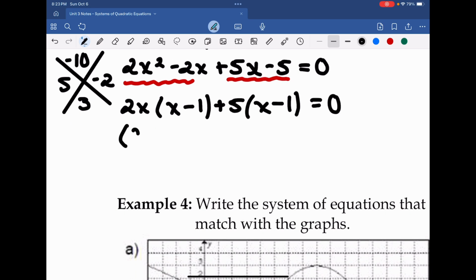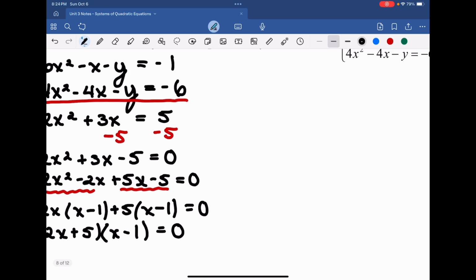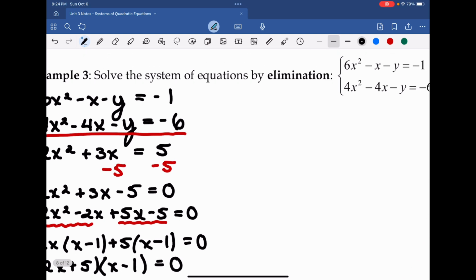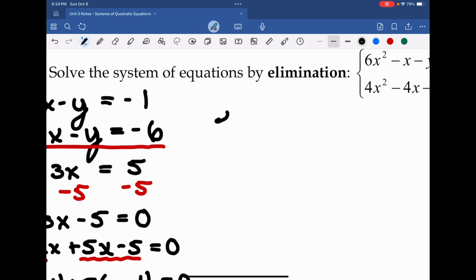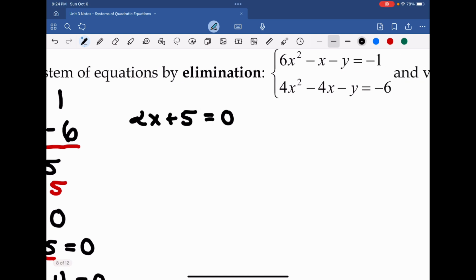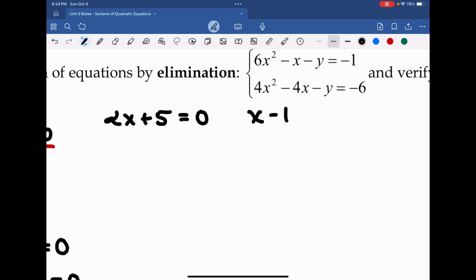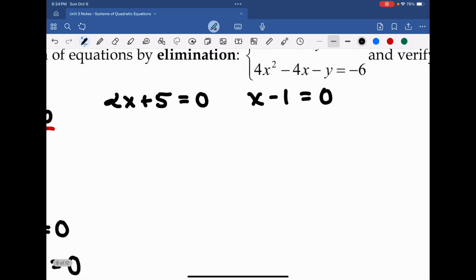Now what we're going to do is create the common binomial, or the outside terms together, then one of the common binomials. There we go. There's our factored terms. Now what we want to do is take each of these binomials and separate them onto their own. When we separate them onto their own, we're going to get where we have 2x plus 5 is equal to 0. And our second binomial was x minus 1 is equal to 0.